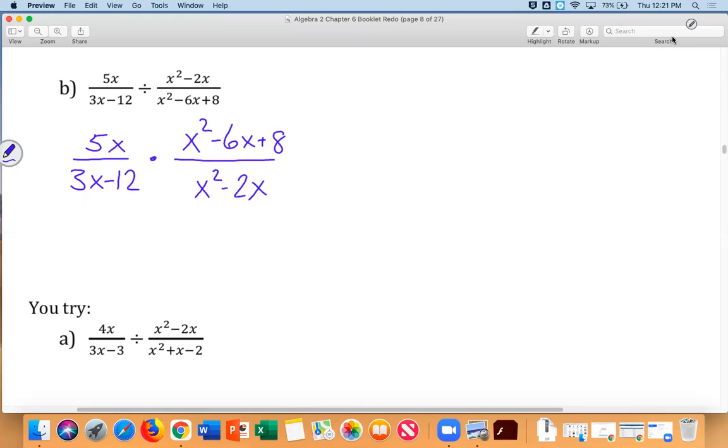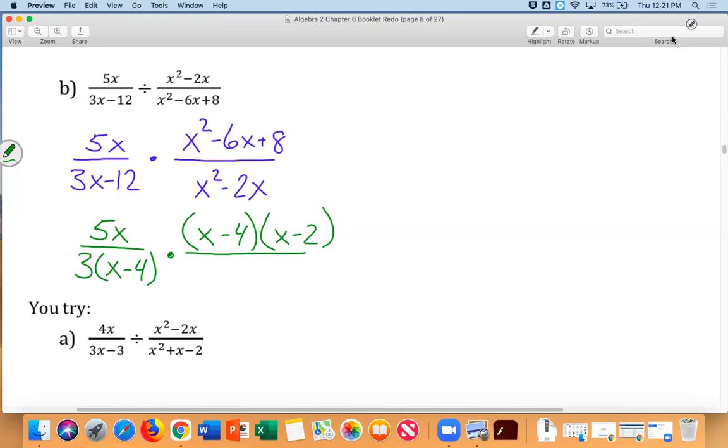So I want to factor this as much as possible. I have 5x. In 3x minus 12, I can factor out a 3, so I get x minus 4 times... Now I'm looking for the factors of 8 that are going to give me 6. Justin, do you know what they are? 4 and 2, negative 6. So x minus 4 and x minus 2. And on bottom, I can factor out x, so I have x minus 2.